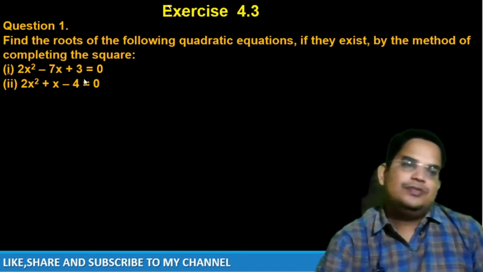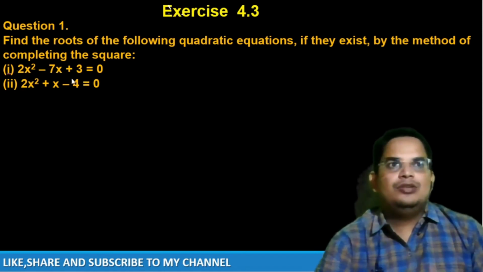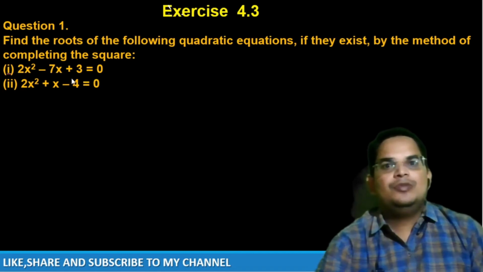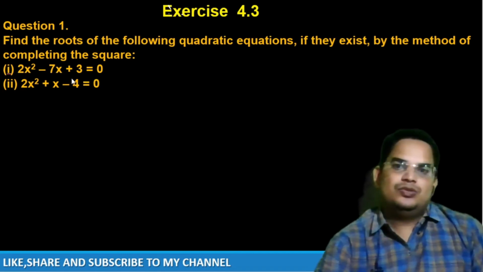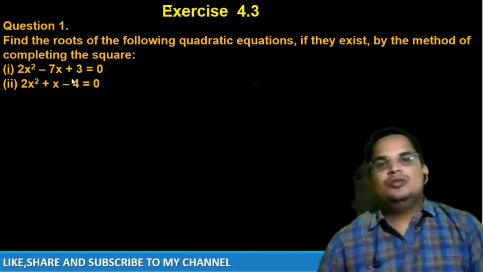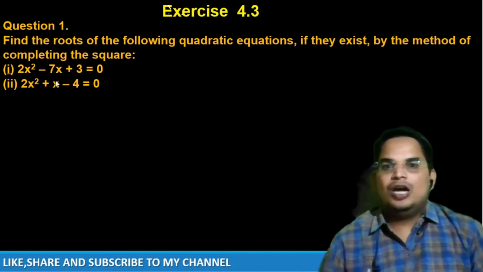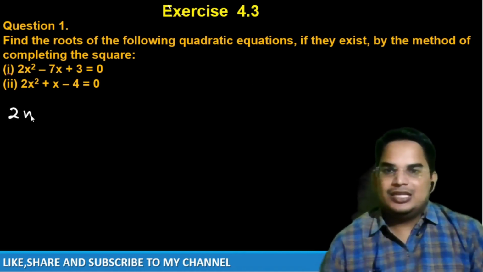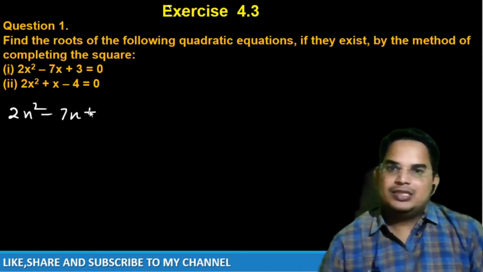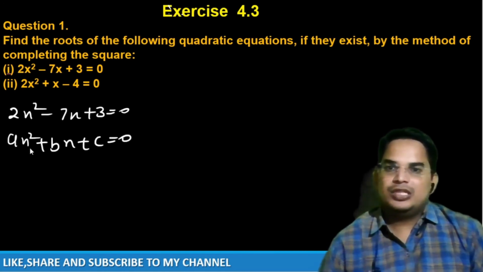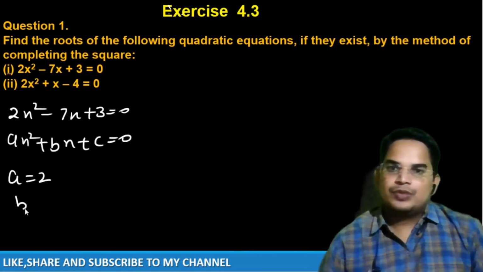Listen children, if the value of D is negative, then the roots will not exist, and if the value of D is positive, then they will exist. So how will I check it? I will check it like this: 2x square minus 7x plus 3 is equal to 0. First of all, compare it. It becomes ax square plus bx plus c is equal to 0. Take the coefficients: a is equal to 2, b is equal to minus 7, and c is equal to 3.